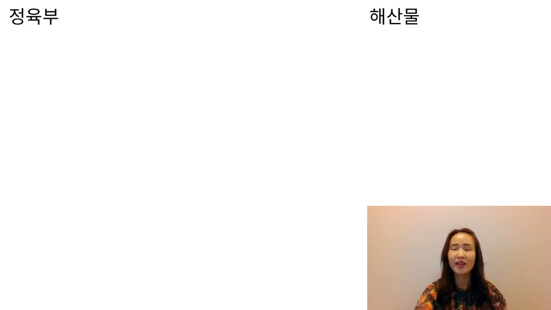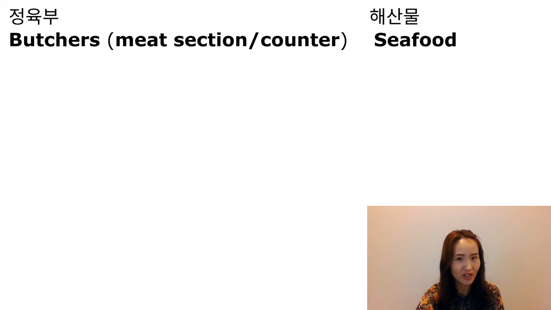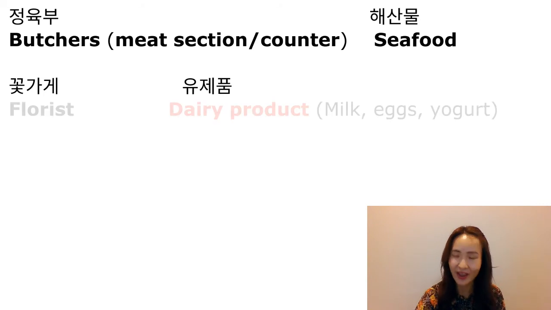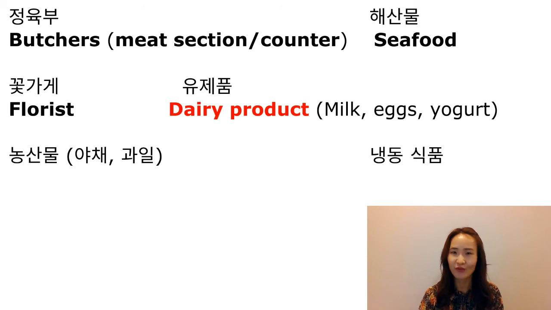Okay, and then, in the supermarket, there are different sections, right? So there is a butcher section. We also say meat counter, meat section, butchers, meat, and meat counter. So they sell pork, beef, so they all sell different kinds of meat, right? In the butcher. And if you want to buy shrimp and fish, you have to go to the seafood section, right? Seafood. And if you buy flour, you have to go to the baking aisle. If you want to buy milk, cheese, yogurt, you have to go to the dairy section, right? Dairy section. If you want to buy vegetables and fruit, you have to go to the produce section.